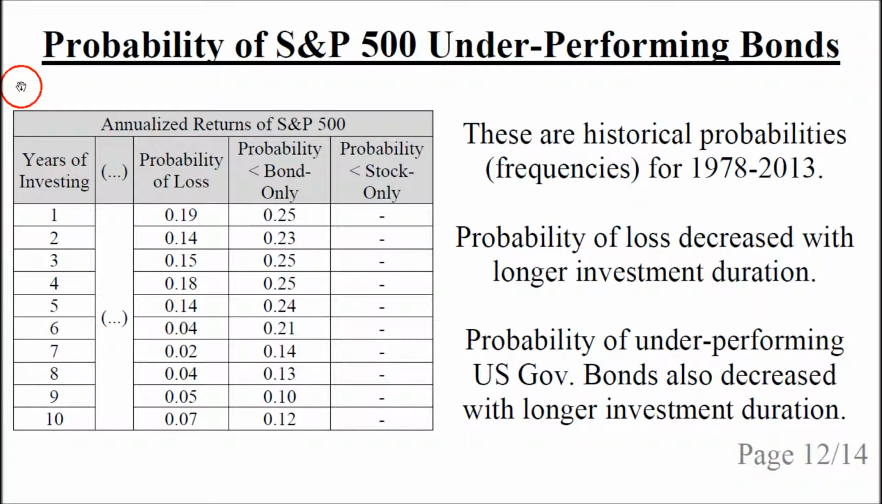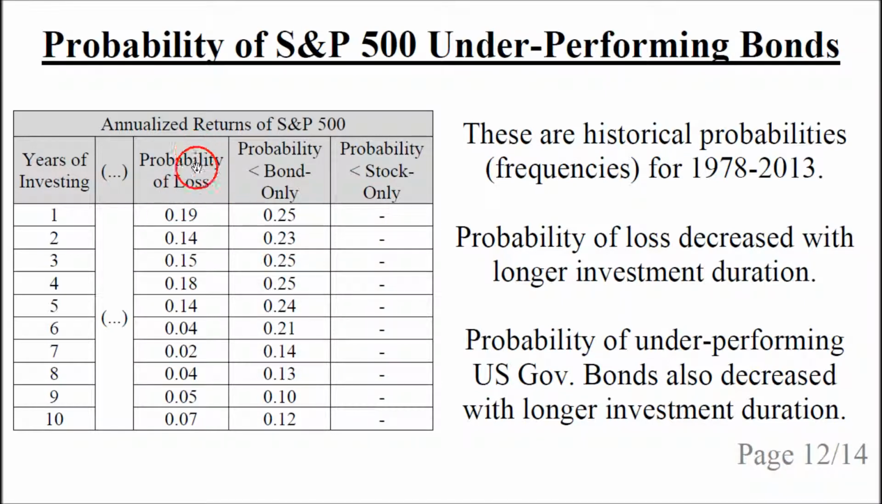So let's look at the probabilities of the S&P 500 underperforming US government bonds. These are really historical probabilities, or you might say historical frequencies, for the period 1978 to 2013. This is basically the table from one of the previous slides, with the years of investing in this column. I have removed the quartiles, the average and the standard deviation, and then we just have the probabilities left.